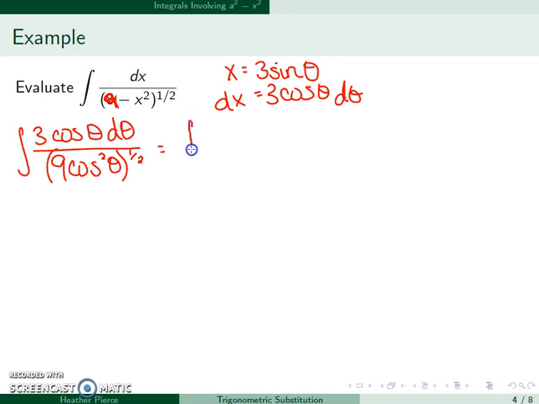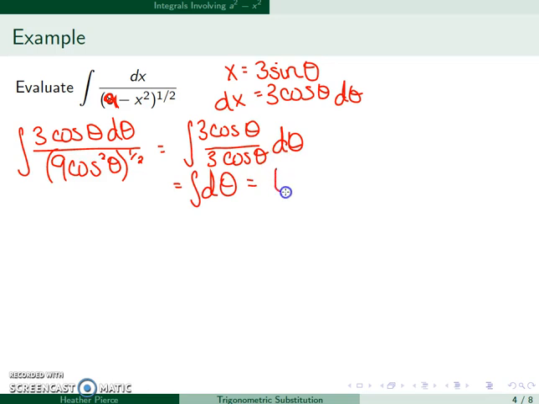Reducing this, I get 3 cosine theta over 3 cosine theta d theta, which is just equal to the integral of d theta, which is theta plus c.